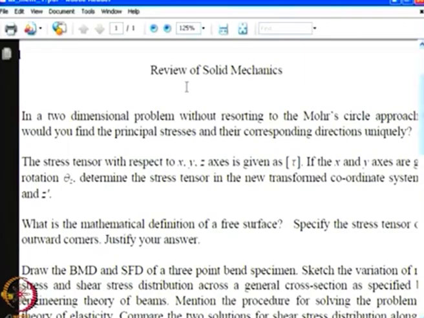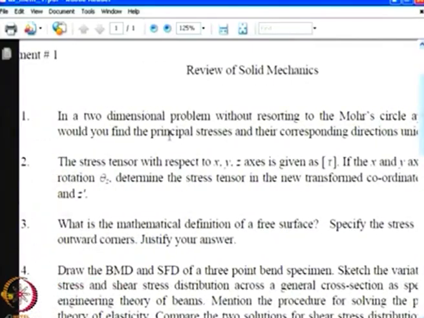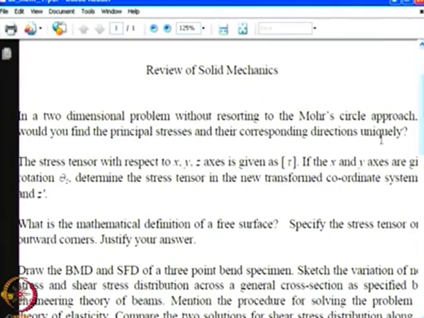And the first question is like this: in a two dimensional problem, without resorting to the Mohr circle approach, how would you find the principal stress and their corresponding directions uniquely? See, what you need to understand is, you have done a course in strength of materials where you find out principal stress direction, where you also find out principal stress magnitude. And if you look at your learning, your focus was mainly on failure analysis. You were finding out Tresca yield criteria or von Mises yield criteria, wherein you need only magnitudes of principal stresses.